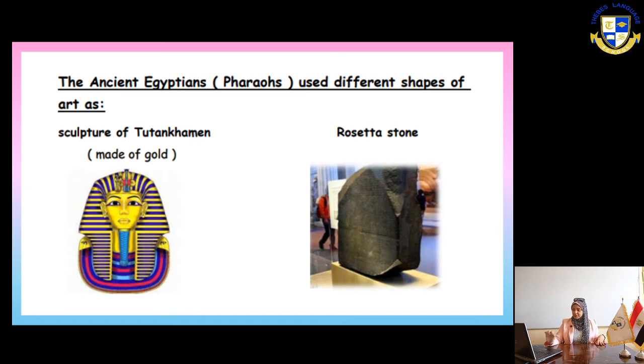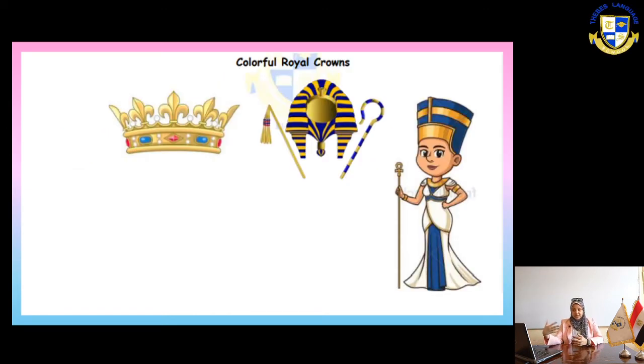Okay. The third type of art they had, the colorful royal crowns. As you can see, they had different shapes of crowns, like this one, the one that the pharaohs were wearing with these long things. All these things were made of gold and were made perfectly. As you can see, the queens had the same outfit, the same crowns, the same clothes. All this, it's an art. It's an art of the ancient Egyptians. Okay?